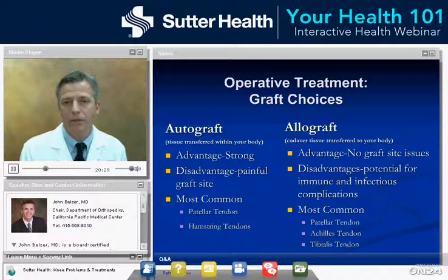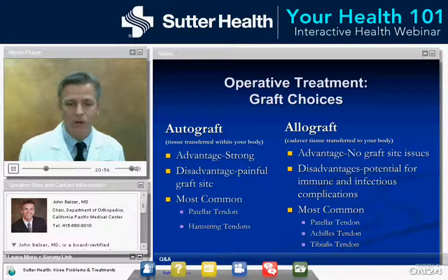The most common graft sources for autograft are the patellar tendon, which, as we mentioned, is the strip of tissue below your kneecap, or the hamstring tendons, which are the tendons on the back of your thigh that extend all the way down to the bottom part of your knee on the inside. Now, allograft tissue has the advantage that there's no graft site morbidity. You don't have to worry about sacrificing any of your normal tissue to replace the ACL.